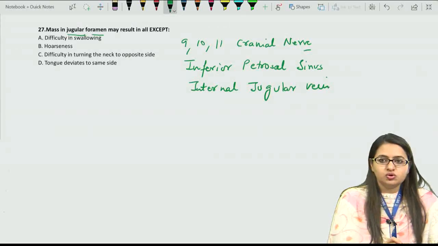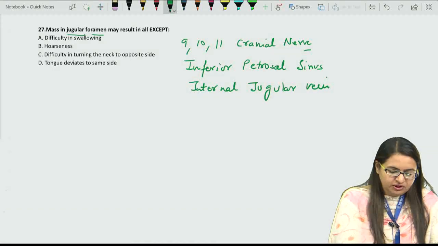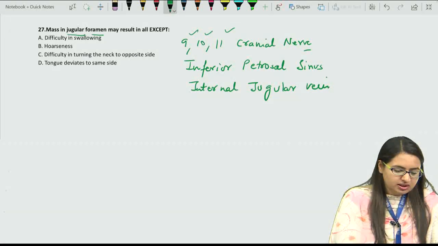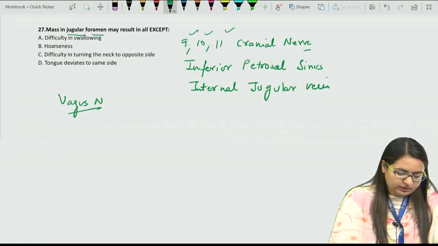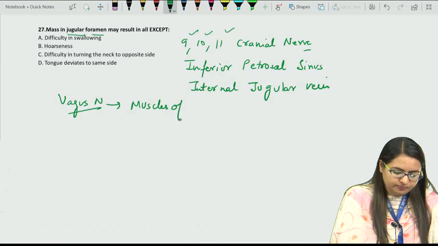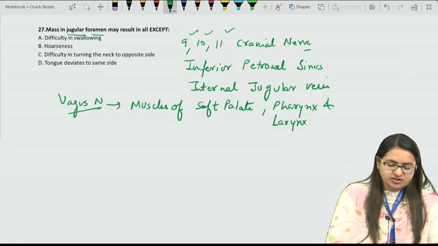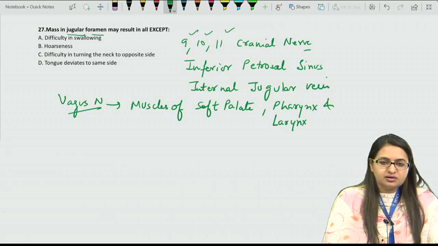Now if there is any mass in the jugular foramen, it will cause compression of all these structures, including the 9th, 10th and 11th cranial nerves. In this, we know the vagus nerve supplies the muscles of the soft palate as well as the pharynx and larynx. Because it supplies these muscles, it helps in the swallowing function as well as in the production of the voice.